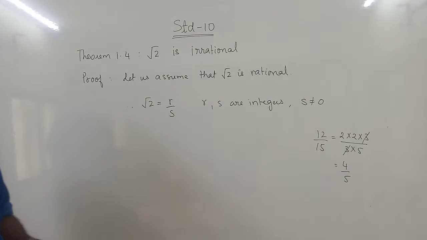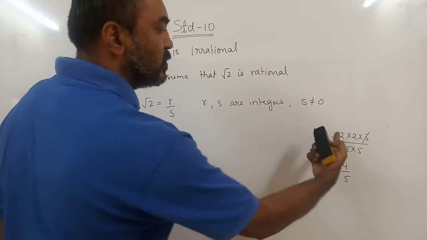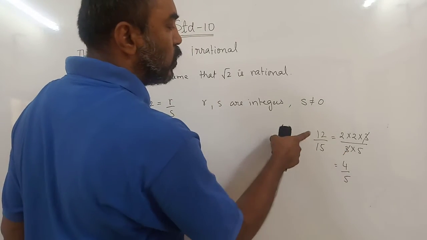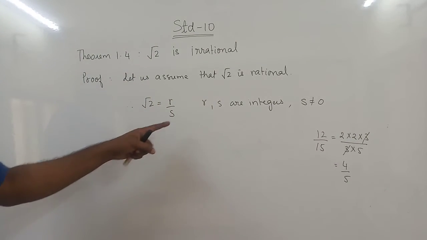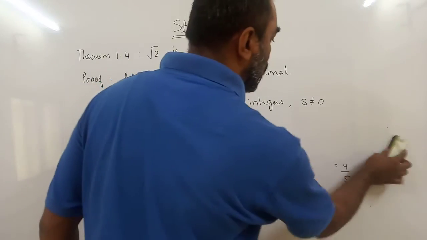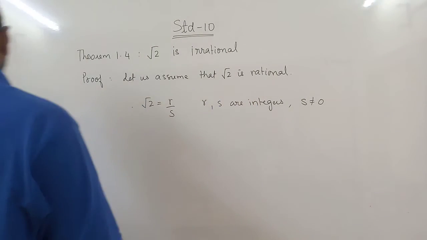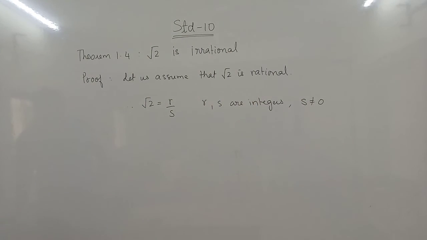Is there any common factor other than 1 between 4 and 5? No, there is none. So we have got r by s in this form. Which form? The simplified form. There is nothing common. r by s cannot be 12 by 15. No composite. r by s is in a prime form with nothing common other than the factor 1. So this we have taken, right?